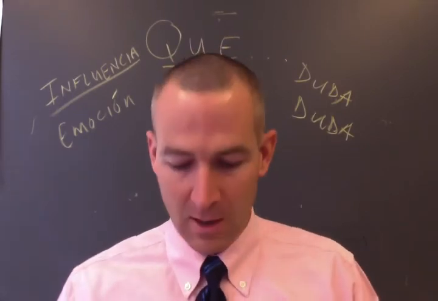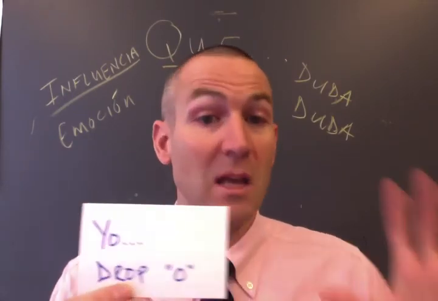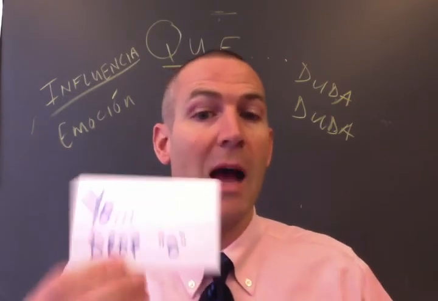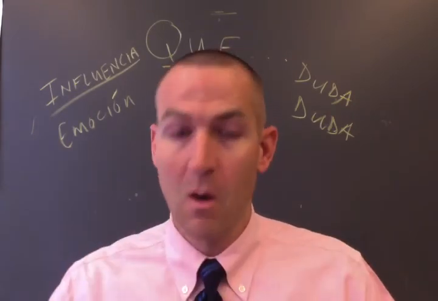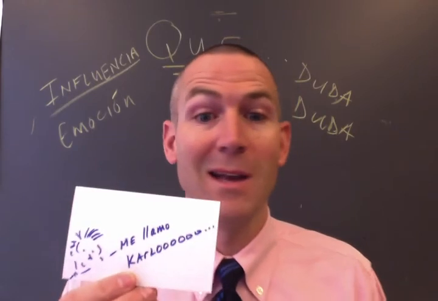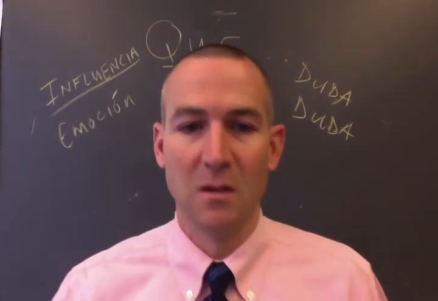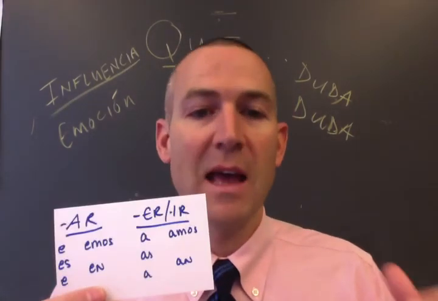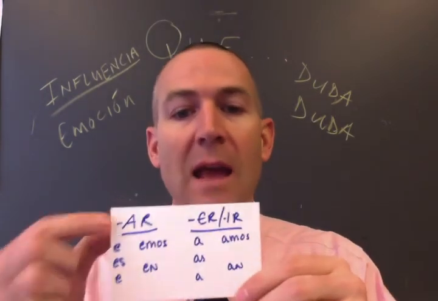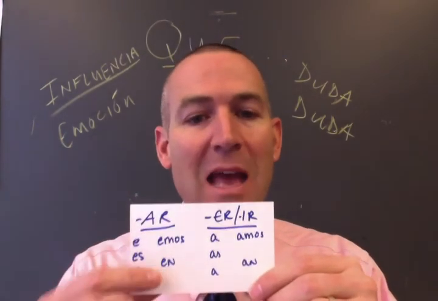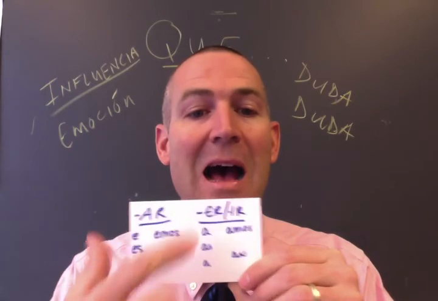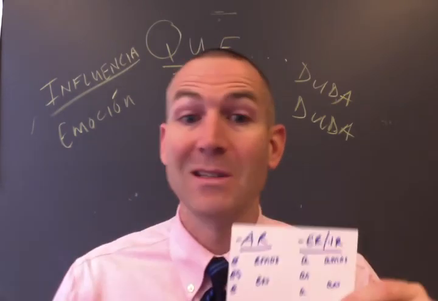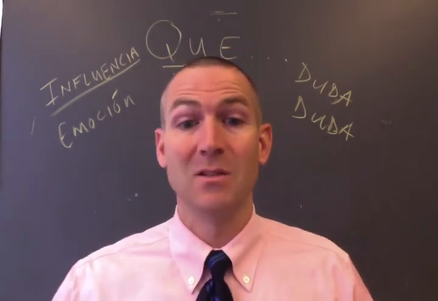It'll be easy, right? So once I know I've got a situation that needs a subjunctive, I get my yo form of the verb. I drop the O. I give it over to Carl, who's really excited now. Me llamo Carlo, right? And once I have that stem, the O is gone. With an AR verb, es, emos, en. ER-IR verb, as, amos, an. It's a little bit backwards, and oddly enough, that makes it a little bit easier to remember.